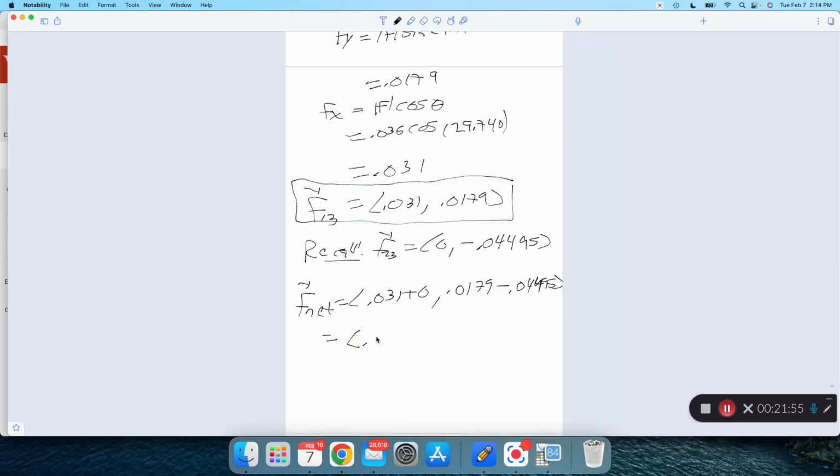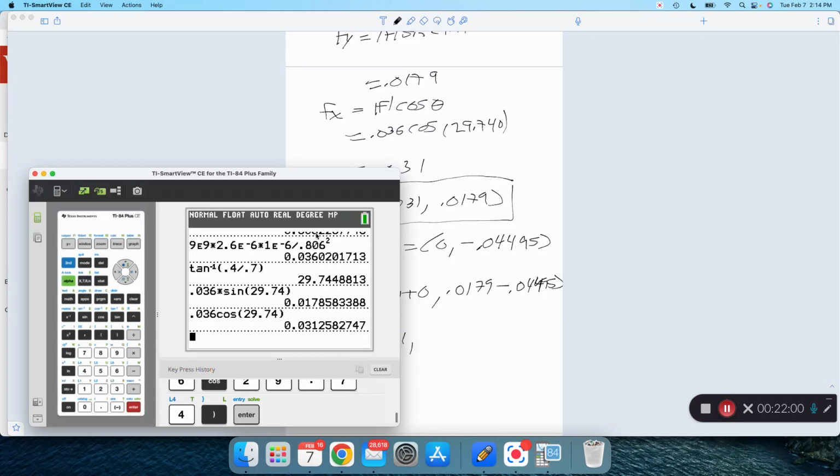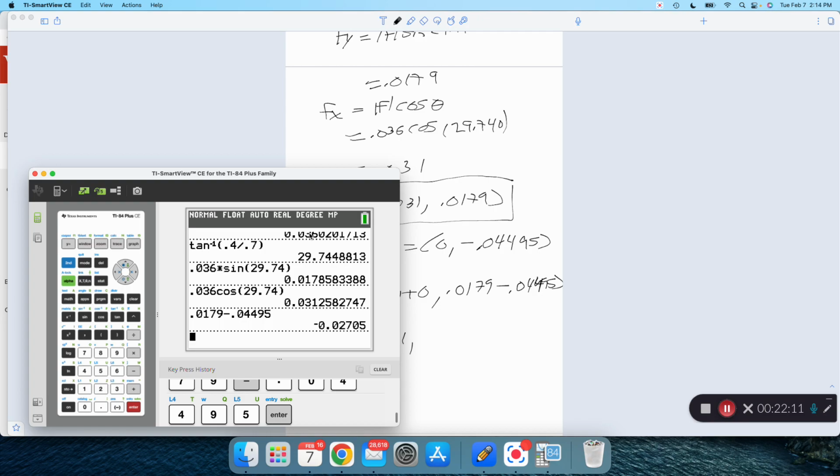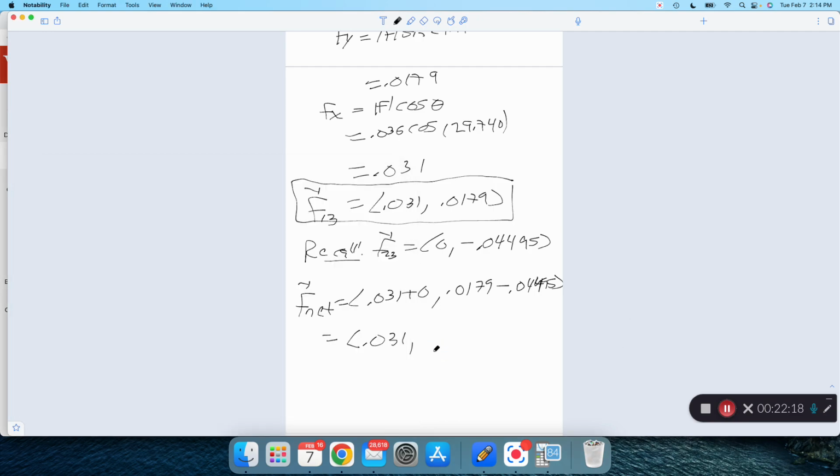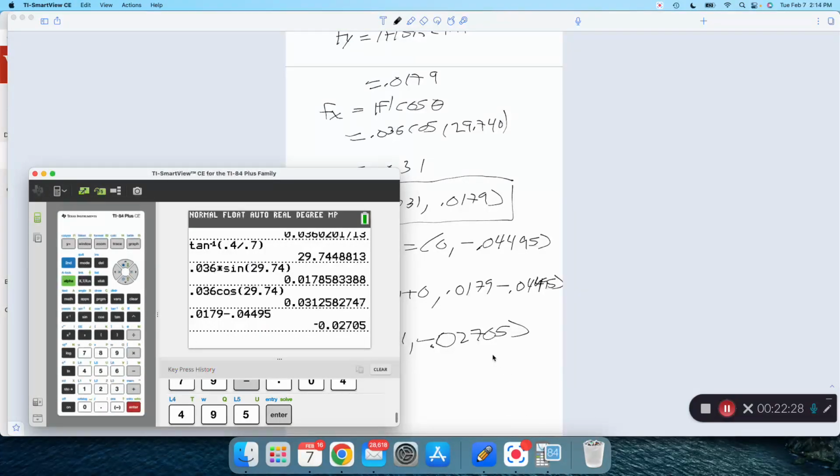Obviously here we get 0.031. I need my calculator for that one. 0.0179 minus 0.04495. My net y is in the negative, 0.02705. Make sure I got that right.